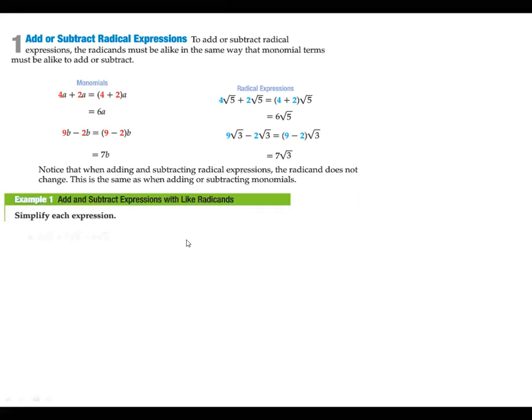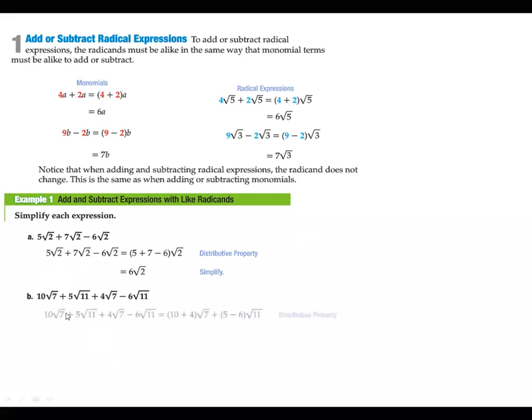All right, so let's simplify this one. 5 square root 2 plus 7 square root 2 minus 6 square root 2. You would just basically add the 5 and 7 and then subtract from that the 6, and you get 6 square root 2. What if I had 10 square root 7 plus 5 square root 11 plus 4 square root 7 minus 6 square root 11?